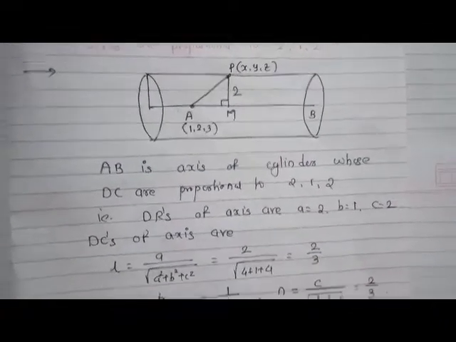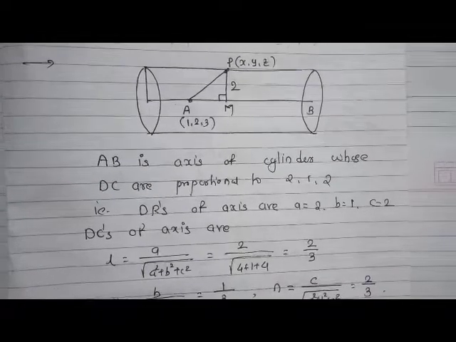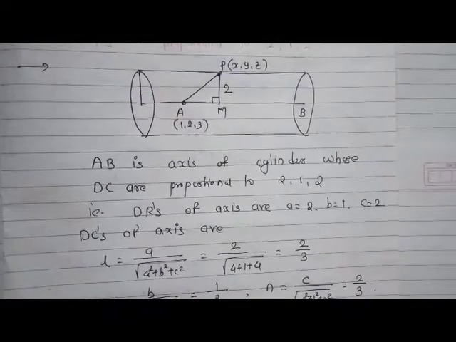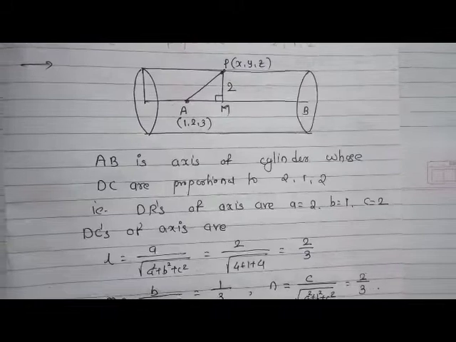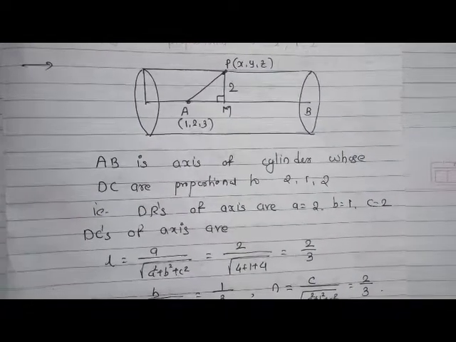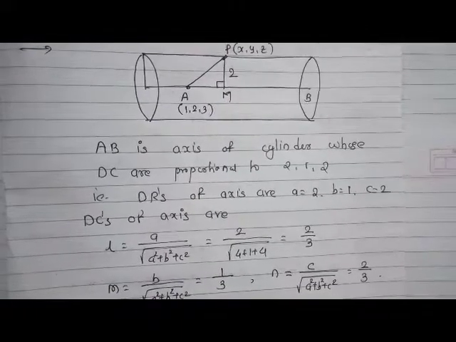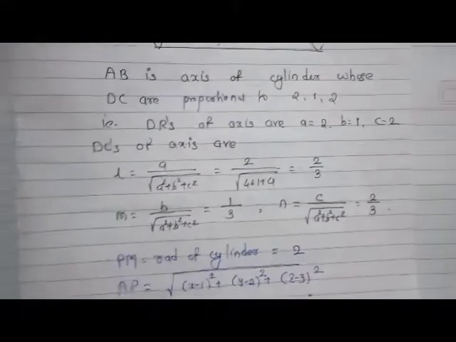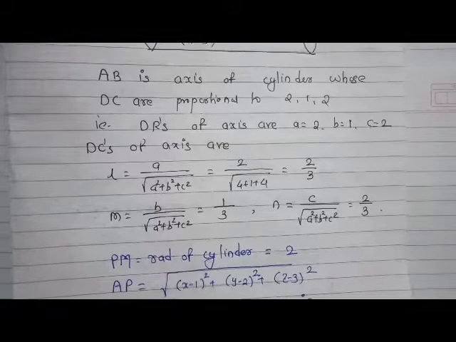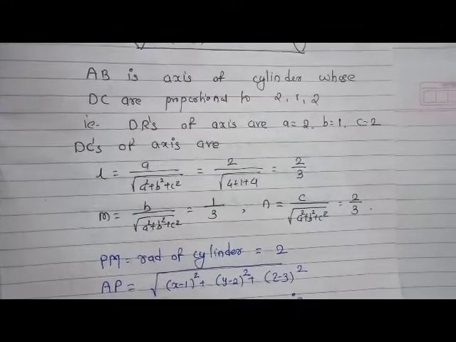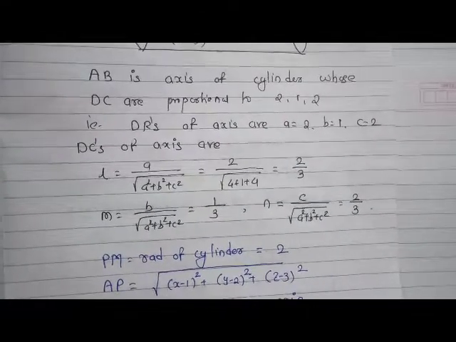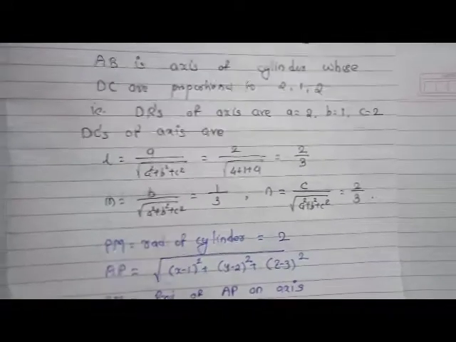AB is the axis of the cylinder whose direction cosines are proportional to 2, 1, 2. Direction cosines are proportional to direction ratios, so the direction ratios of the axis are 2, 1, 2. From there we can find direction cosines: l equals a divided by square root of a square plus b square plus c square, that is 2 by 3, m is 1 by 3 and n is 2 by 3.